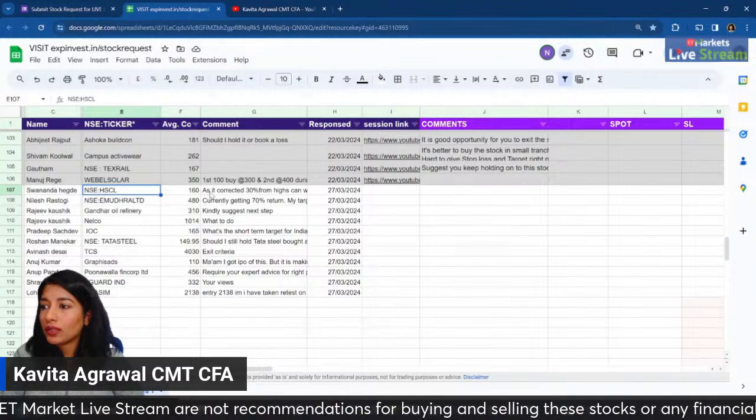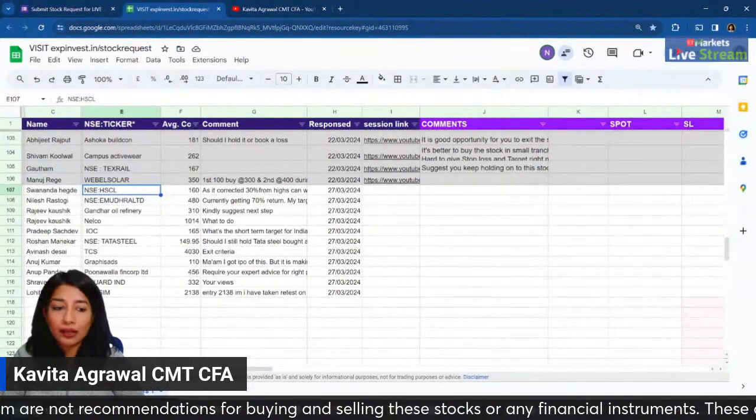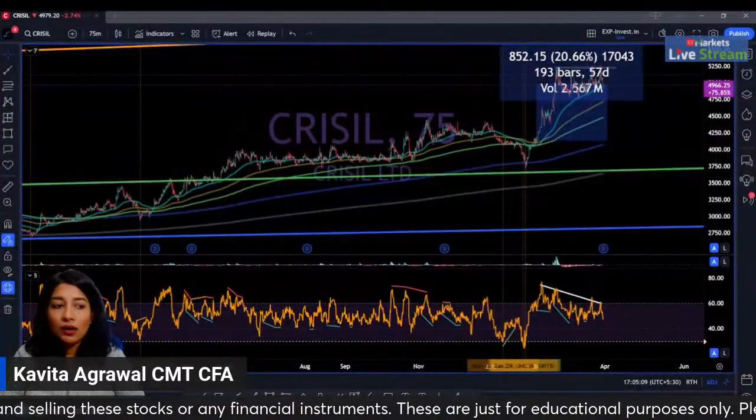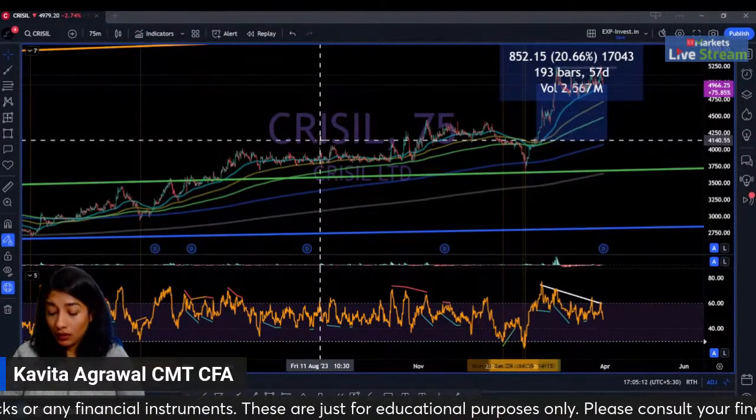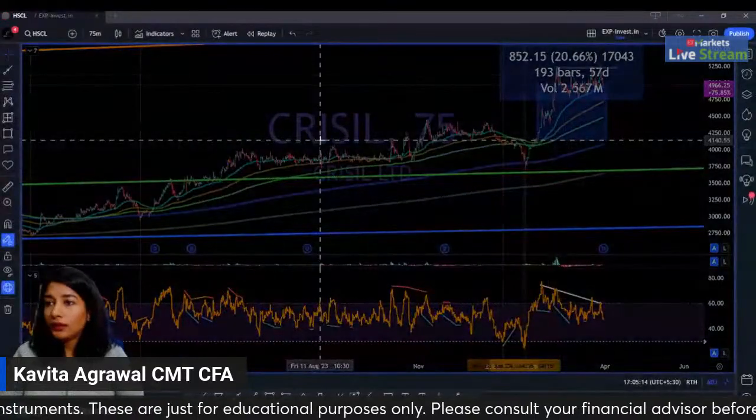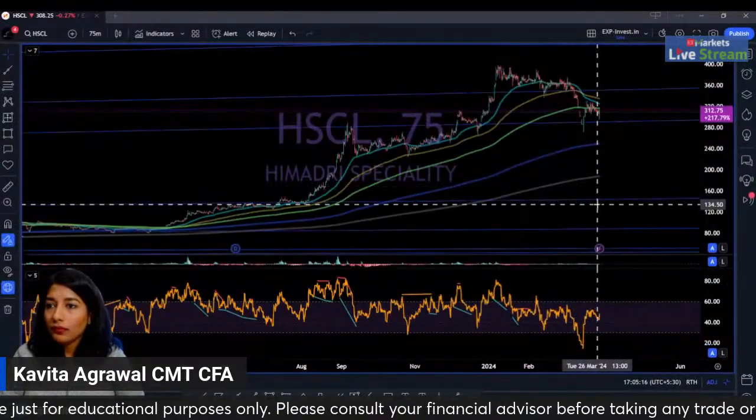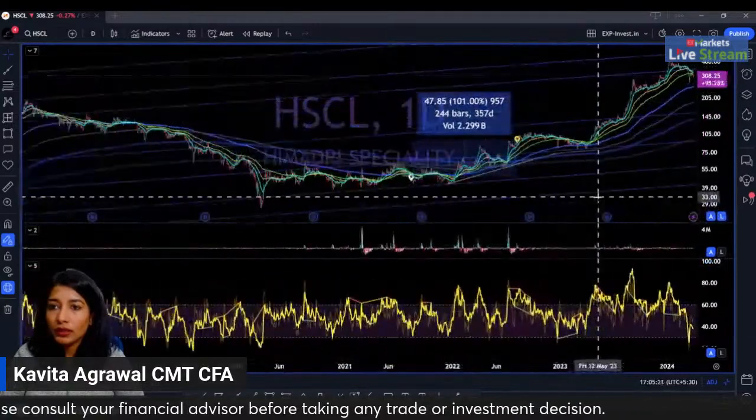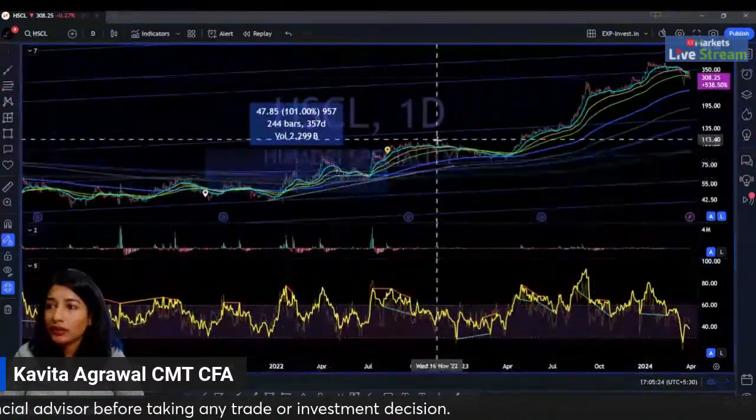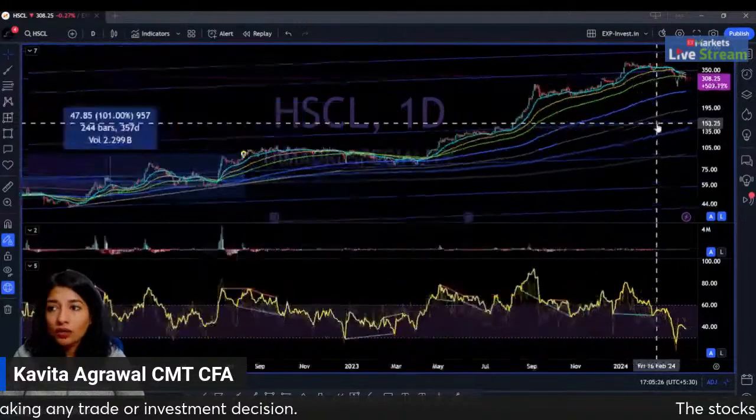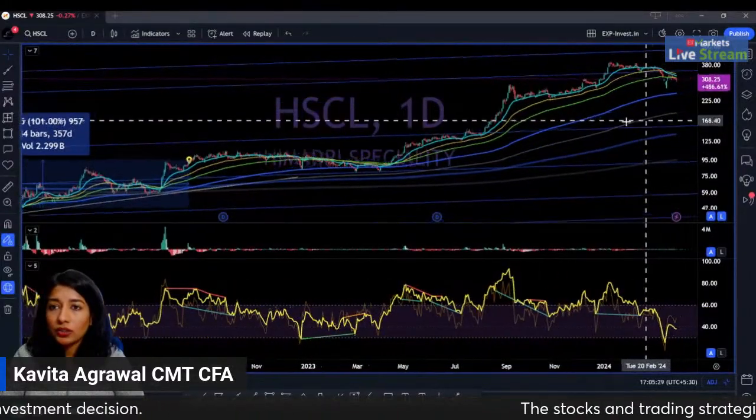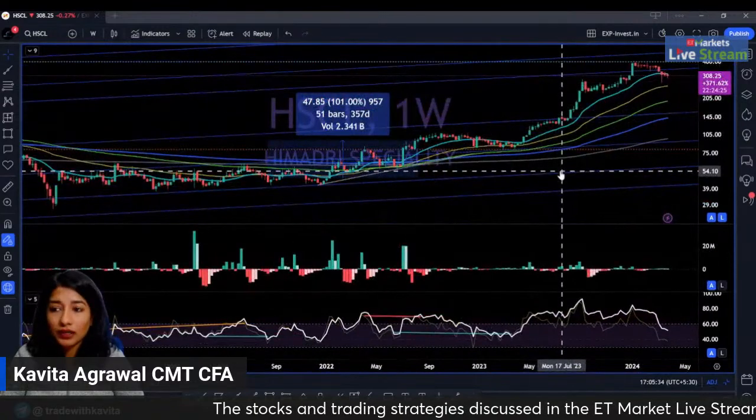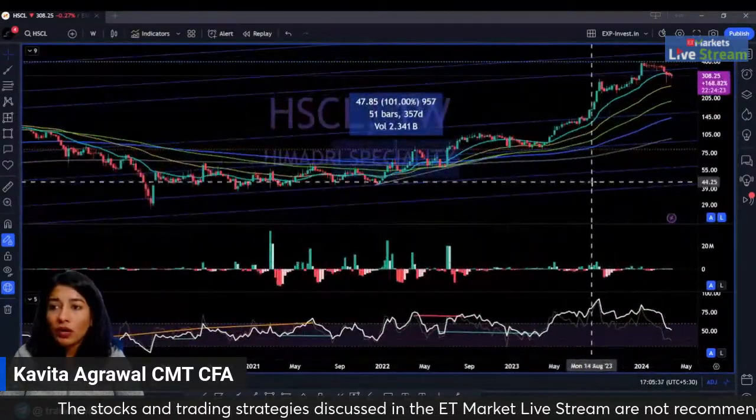We have Sonanda asking for the analysis of HSCL. All right, Himadri Specialty. I can see that it has taken a bit of a correction and it's a perpetual bull trend stock. So it is looking quite attractive for a potential fresh entry because the risk reward ratio is very good and the underlying trend also continues to be quite strong.